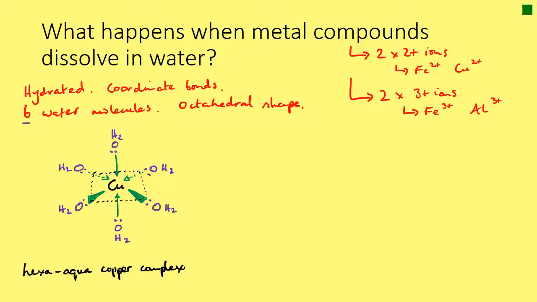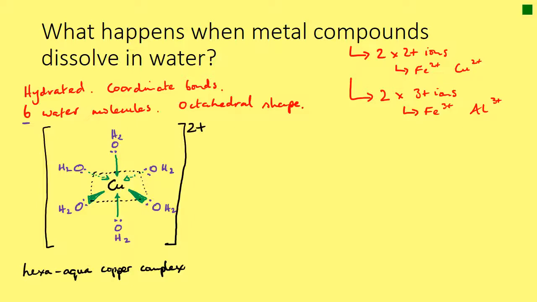Now, didn't we mention that the copper had a 2+ charge? We mustn't forget about that, but as usual we draw that in our square brackets like so, and so that's what the complete hexa aqua copper complex looks like.